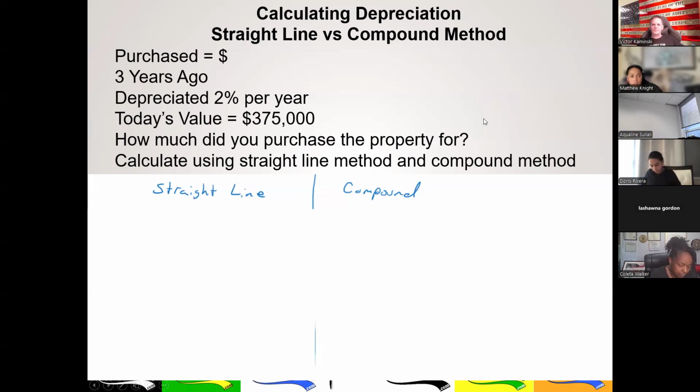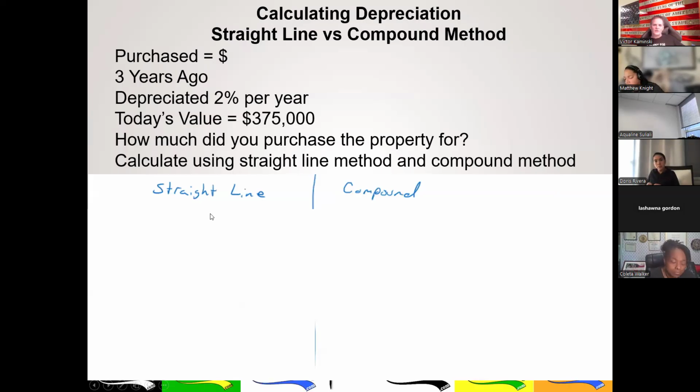And then what do we do? We multiply because we want to see what it was when you first bought it. Well, when you're looking in the past, you have to divide. When you look at a current or future value, you multiply. So we have to divide because it's giving us today's value, and we're trying to figure out a value in the past. So you have to divide for calculating a past value. So we do 375 divided by 0.98 or 98%. And do we do that once or do we do it 3 times?